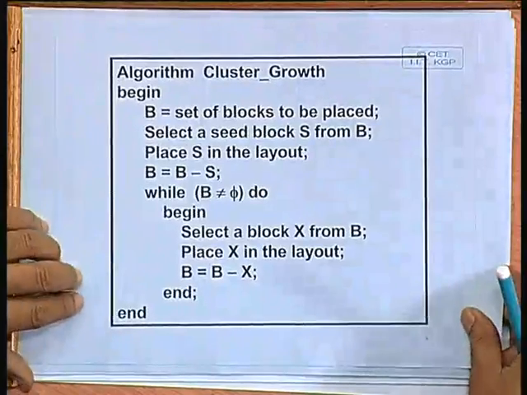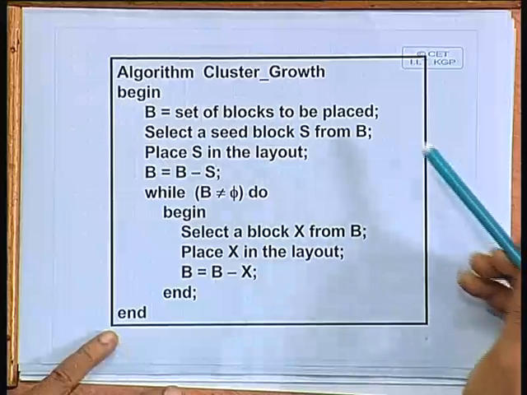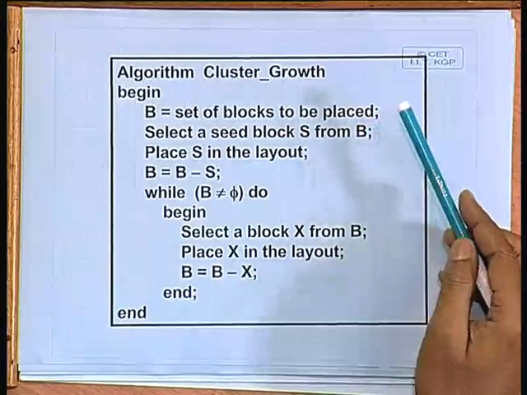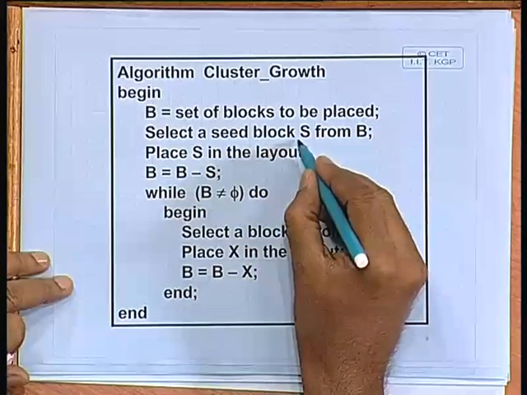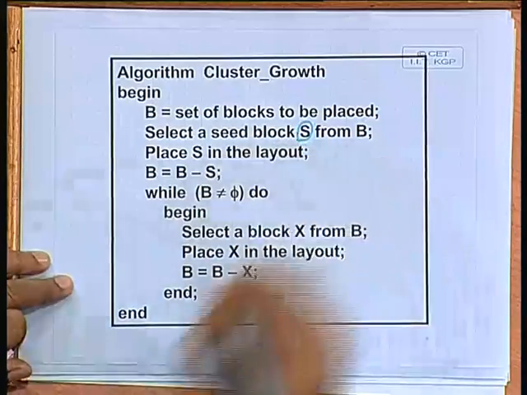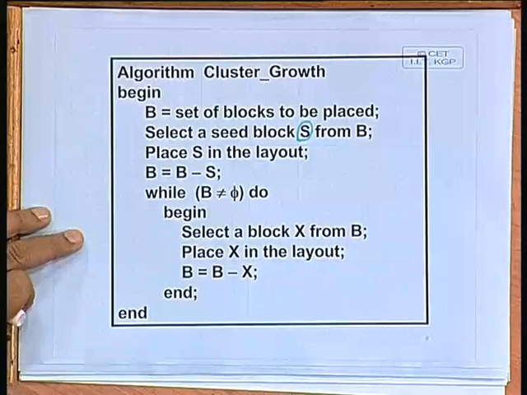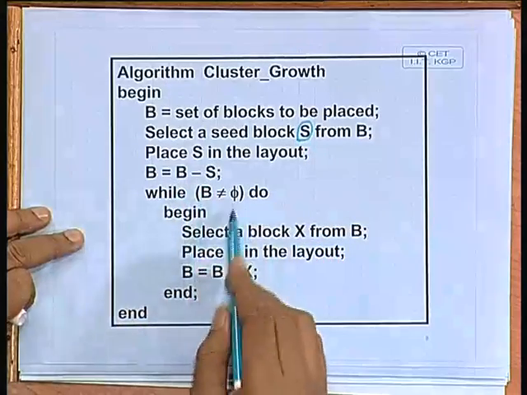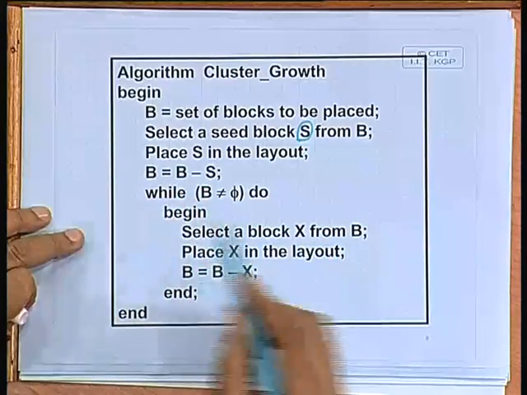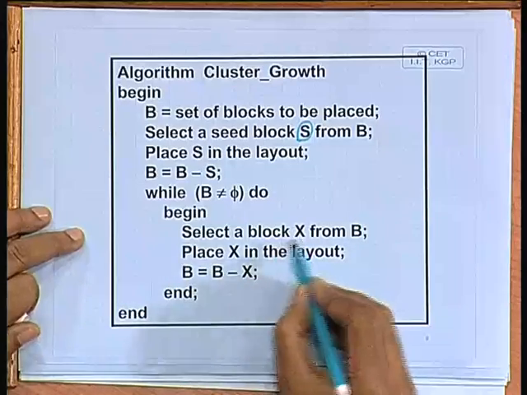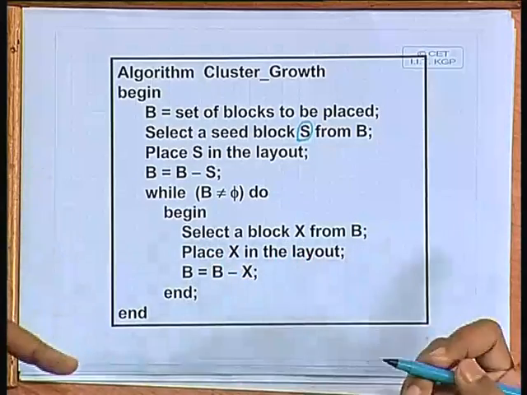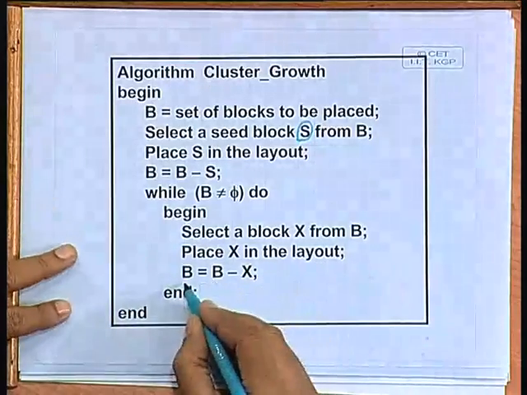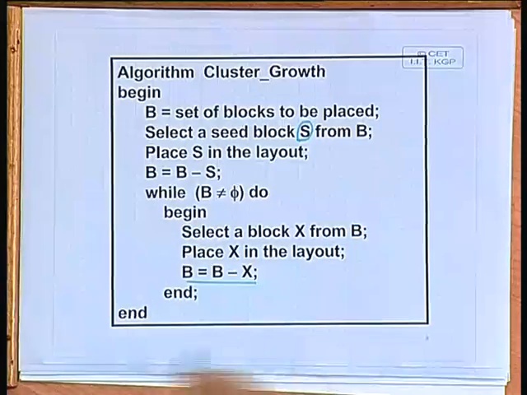So, the algorithm will look like this. B is a set of blocks to be placed. You select one block S from B and place it in the layout, remove that block S from B. So, while B is non-null, repeat, select a block X from B. The selection will be based on that weight I told you. Place X in the layout in a suitable place, take it out from B and iterate, simple.